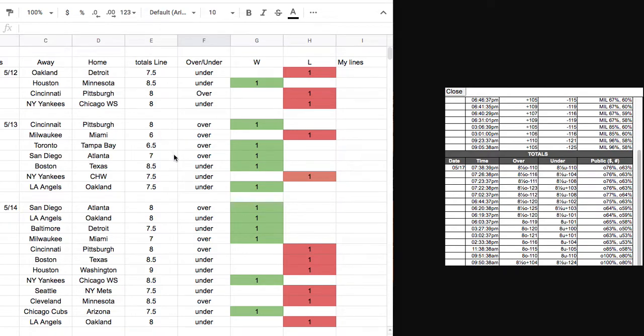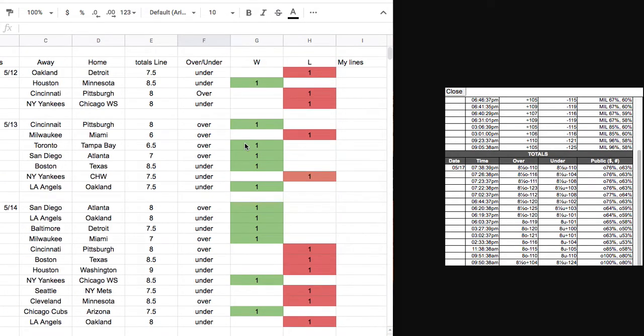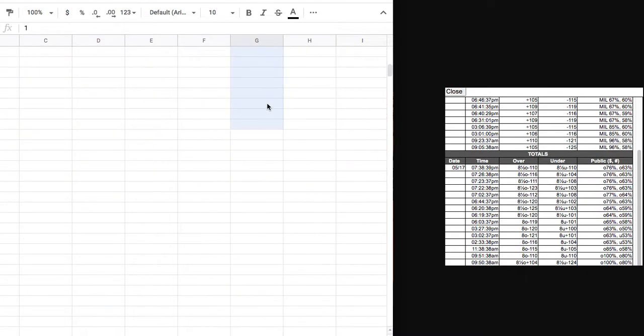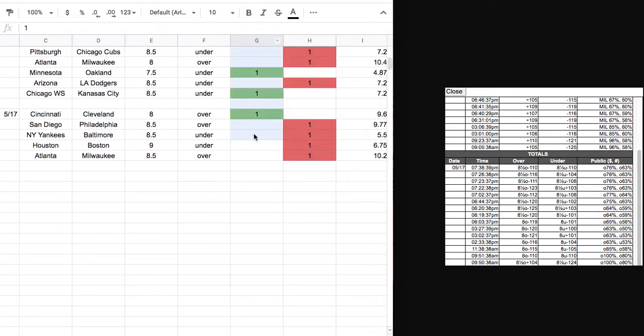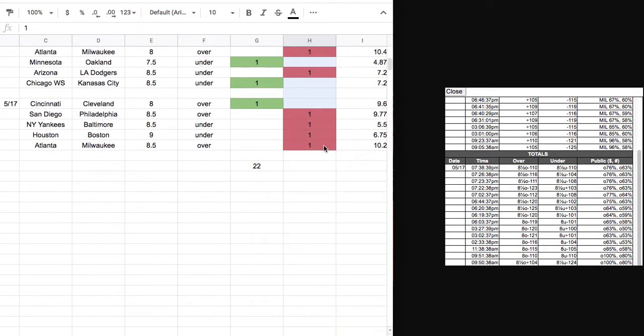Now, it's rare that a model is going to be this way, and this is one really good example. So this is the totals model that I've built for Major League Baseball. And just to show you what this thing looks like year to date, it only has 5 or 6 days of data. So it's 22 wins, and just making sure I'm adding this up right, 20 losses. So that's a win percentage of 52%.